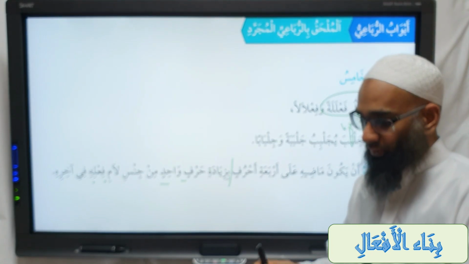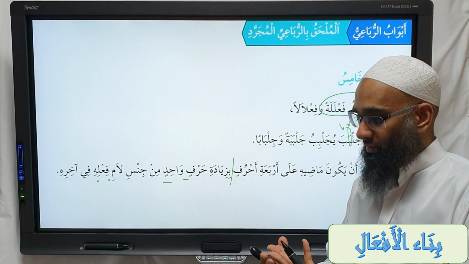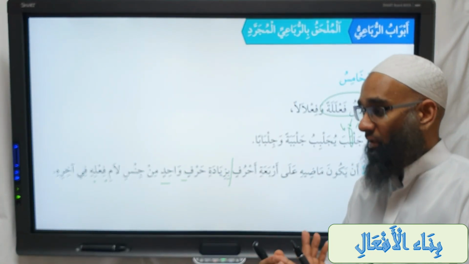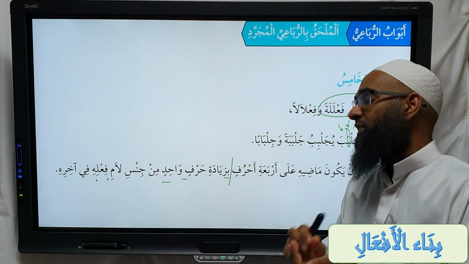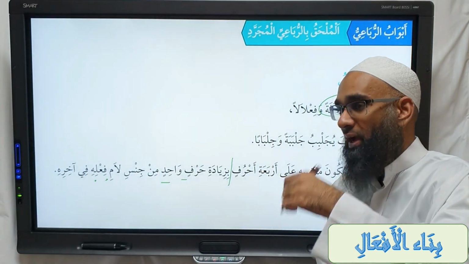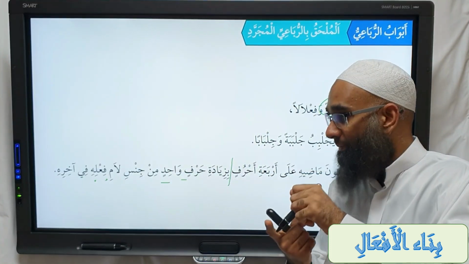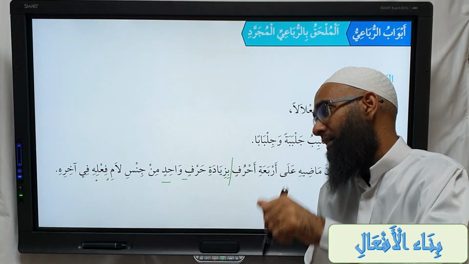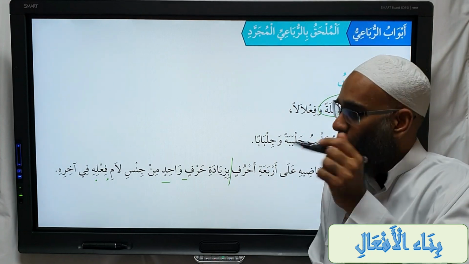For example, istaghfara. So the ghafara is the root: gha, ghain, fa, and ra. You have to say istaghfara, the pattern istaf'ala. And when it's a root letter, you have to use fa, ain, lam. And if it's the 4th letter, you have to say what? Double lam. You have to say 2 lams. That's how to do the pattern.